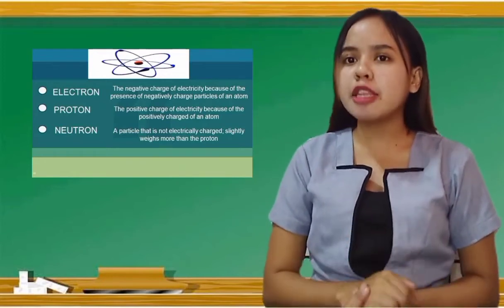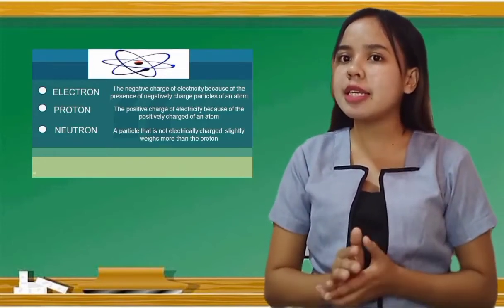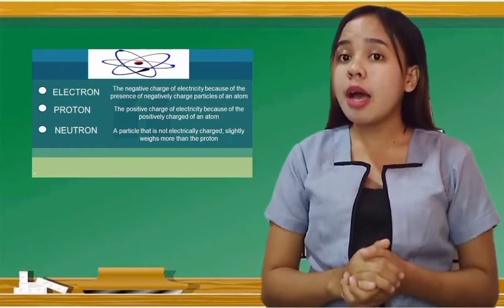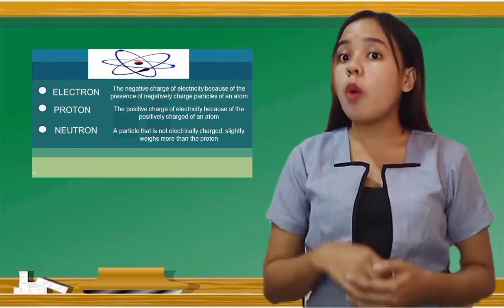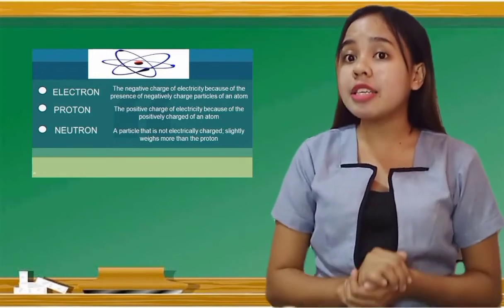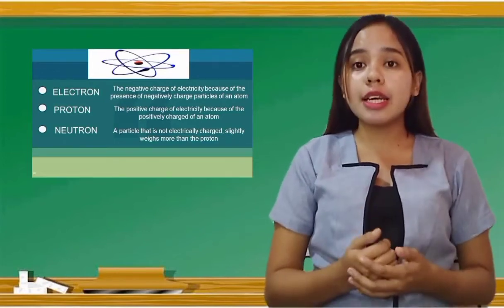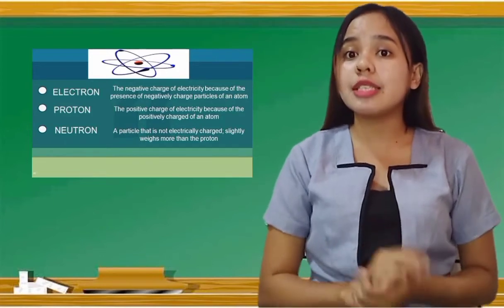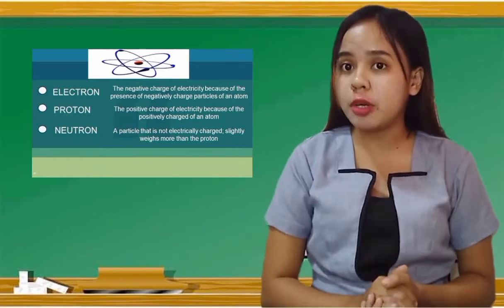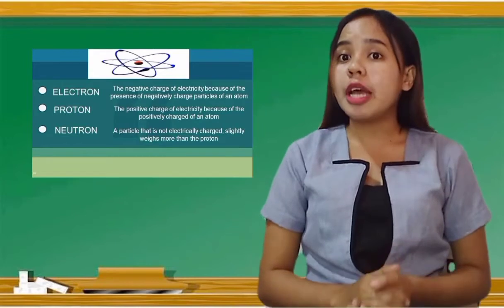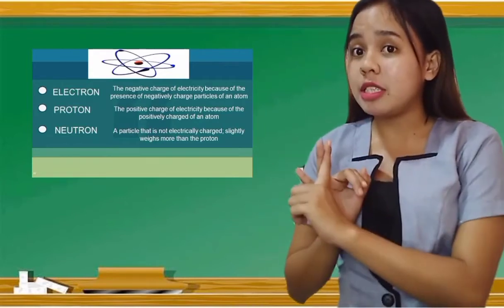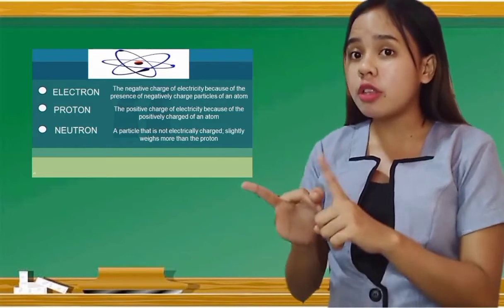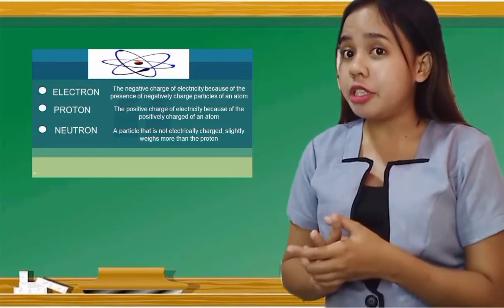Electron is the negative charge of electricity because of the presence of negatively charged particles of an atom, while the proton is the positive charge, and lastly, the neutron, which is not electrically charged. Again, the electron is the negative charge, the proton is the positive charge, and the neutron is not electrically charged.